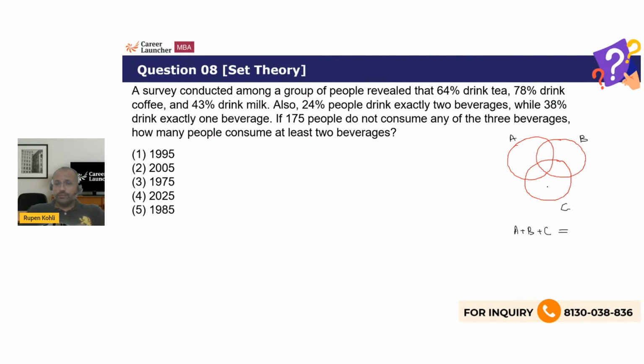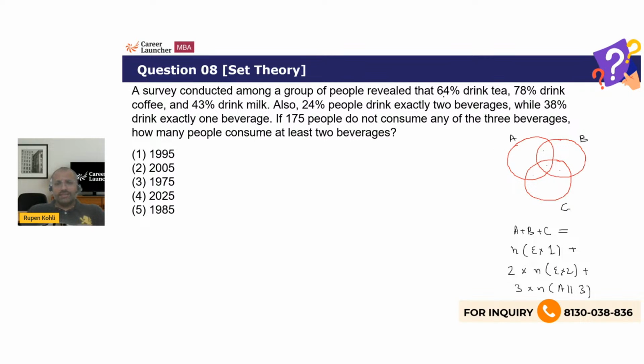A plus B plus C, if you do this, is equal to the number of people who are in exactly one group, which means the sum of these three regions taken together, plus two times the number of people who belong to exactly two of the groups, which means these three regions, and thrice the number of people who belong to all three groups, which is the common central region. That is a very obvious condition or relationship.